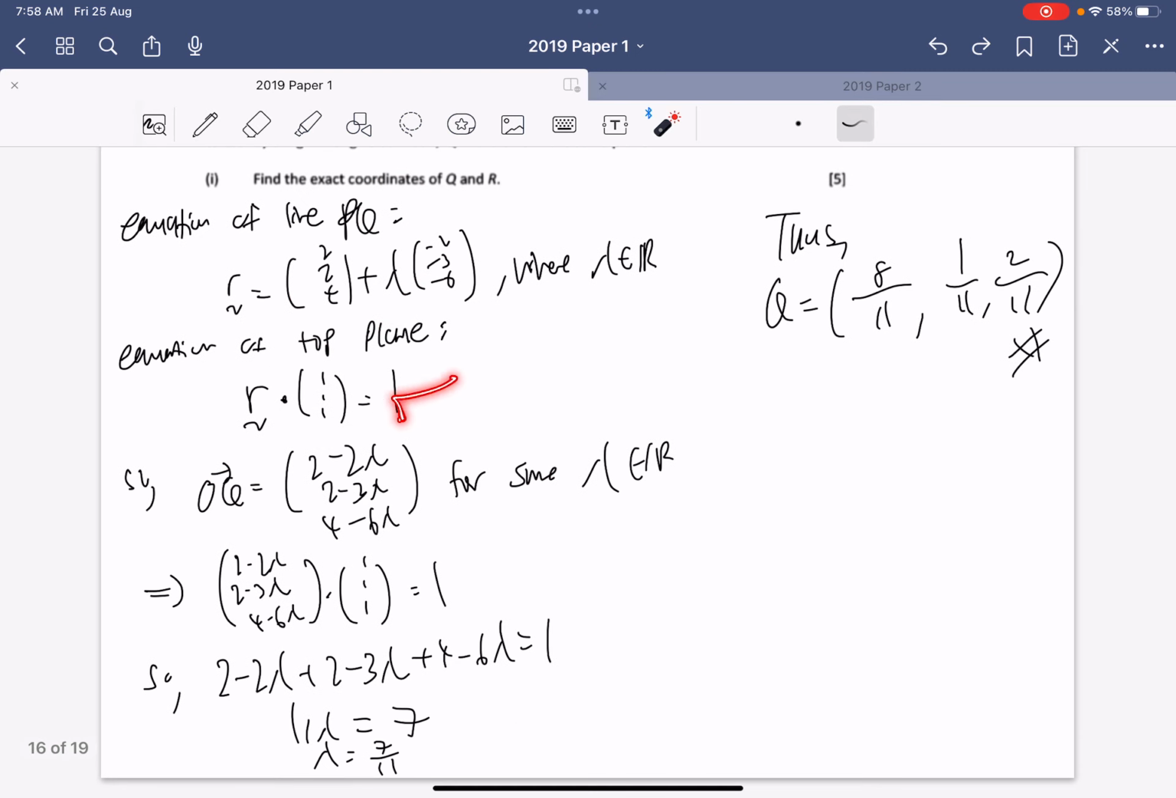Then we just dot it with the top plane since it also satisfies the equation. And we get that lambda is 7/11. With that, we can find what Q is, which is just substituting the 7/11 up here again. So you get (8/11, 1/11, 2/11).